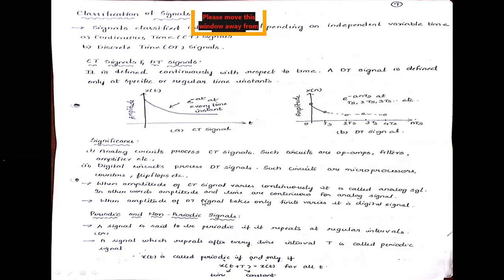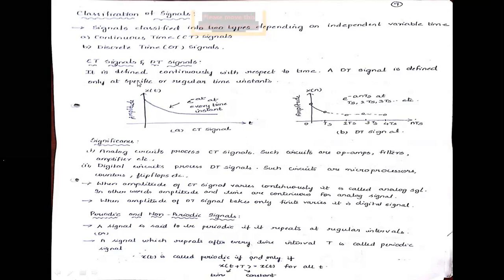Coming to the digital: when the amplitude of a digital signal takes only finite values, it is a digital signal. We call it a digital signal if both the time and the amplitude are discrete. Here it says when the amplitude of a digital signal takes only finite values, it is a digital signal. But whatever characteristics I showed here, it is not digital, it is a discrete time signal.